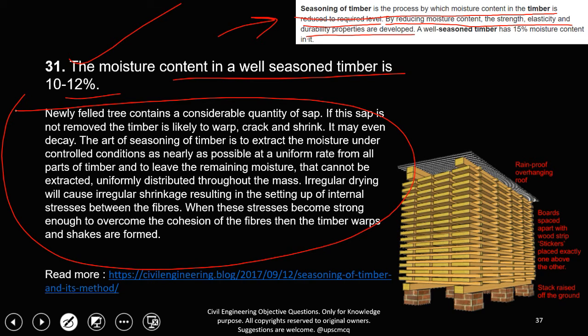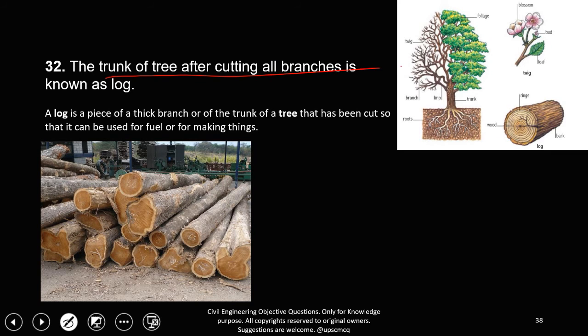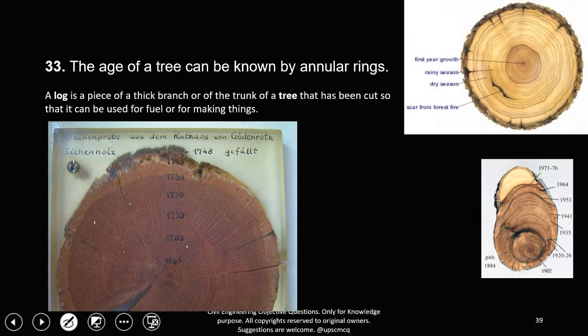And if you want to read more, you can visit this site from which this has been observed. This is one of the ways seasoning of timber is conducted. Now, the trunk of a tree after cutting all branches is known as a log. The age of a tree can be known by annular rings. For example, in 1690 it was observed that it had so many annular rings, in 1700, and so on.